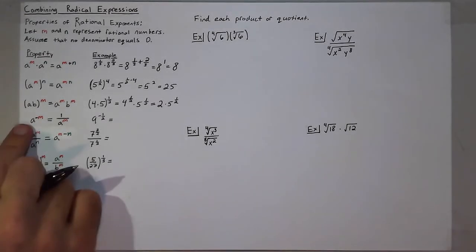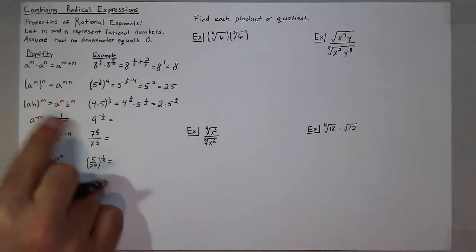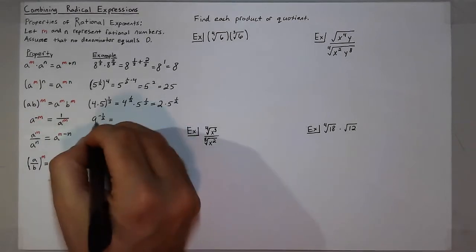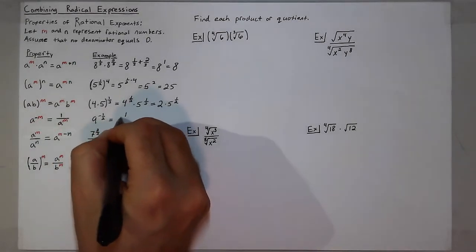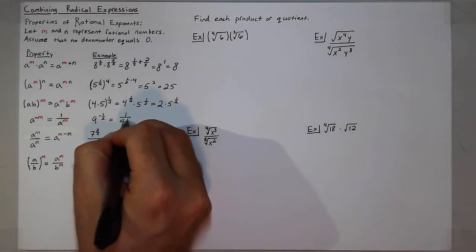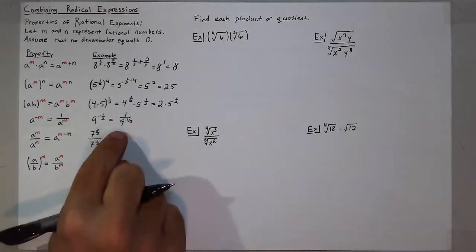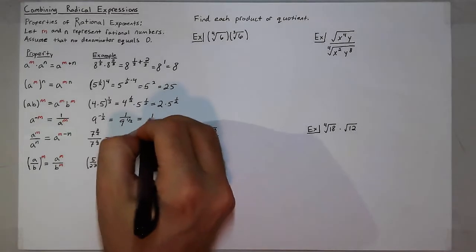When you have a negative exponent, that can move to the denominator, so the exponent becomes positive. So if I have 9 to the negative 1/2, that can be rewritten as 1 over 9 to the positive 1/2. So I have 1 over the square root of 9, which would be 1/3.